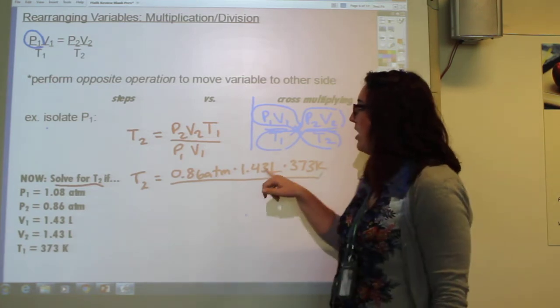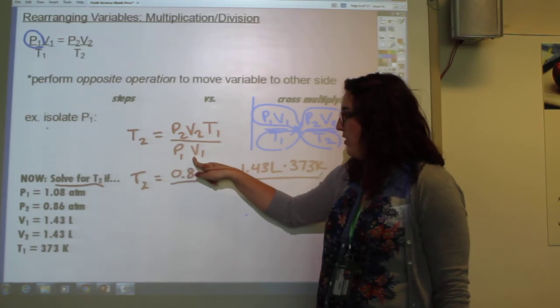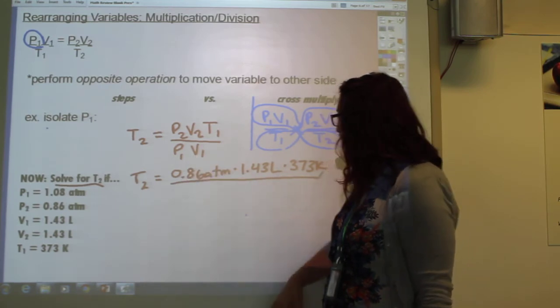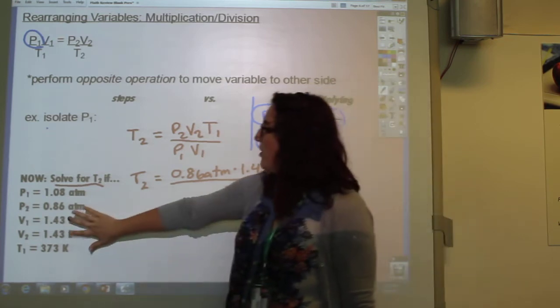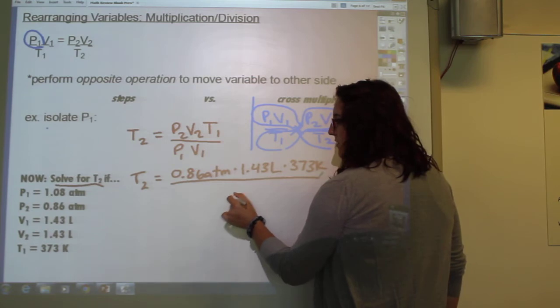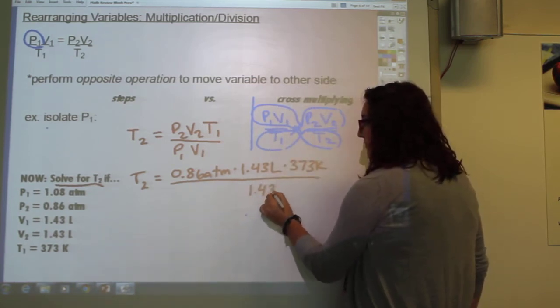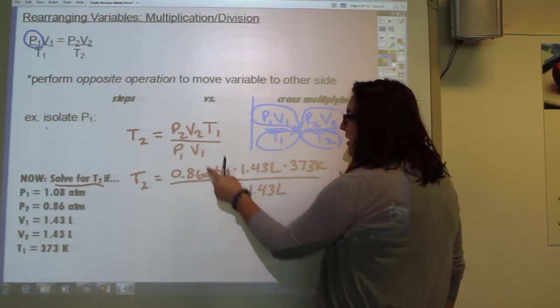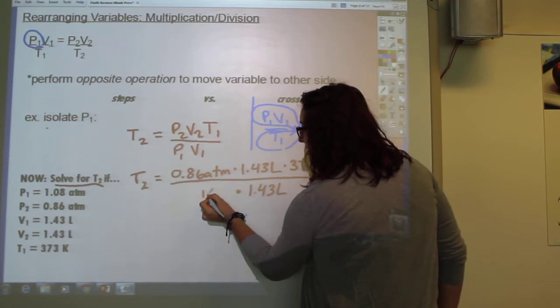All right. Now, for the denominator, we have a pressure 1 and a volume 1. So we're going to go ahead and put those in. Oh, I put volume 1 with, oh, never mind. Volume 1 and volume 2 are the same for this problem. So I confused myself here. Volume 1 goes in the bottom, 1.43 liters. And pressure 1 goes in the bottom, 1.08 ATM.